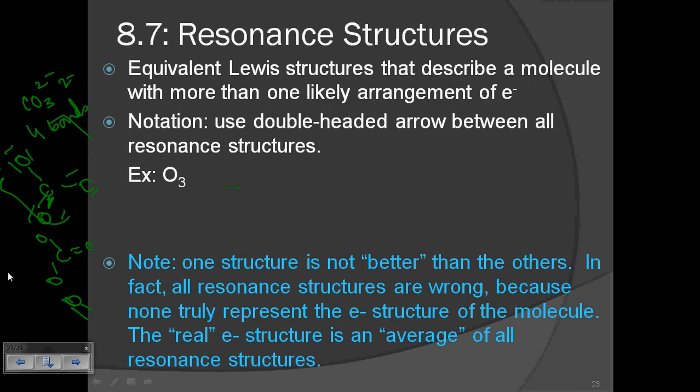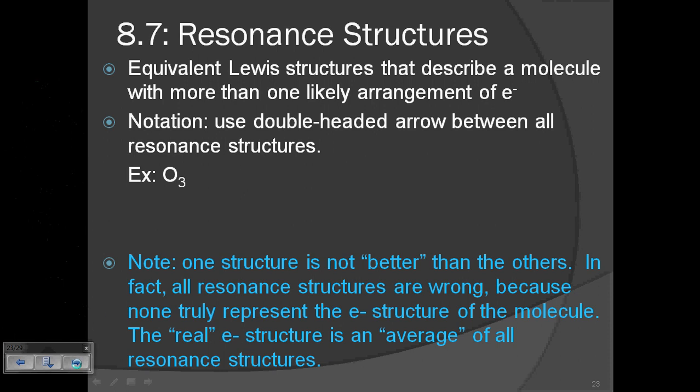So the question might be, what is the correct structure? If you could get microscopic vision and look at it, what will you see? Will you see carbonate as the first one, second, or third one? Well, you'll see probably somewhere in between, or a mixture of all 3. So the electrons will be moving about and they'll be in a position somewhere in between these 3 positions. So that is called resonance. The best way to identify resonance is to look for a traveling double bond.